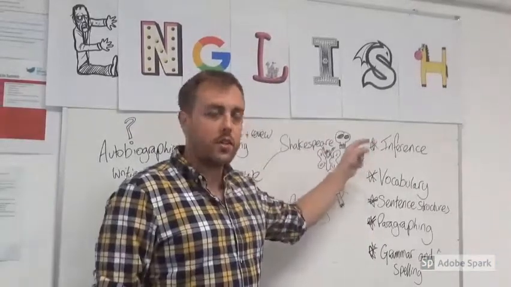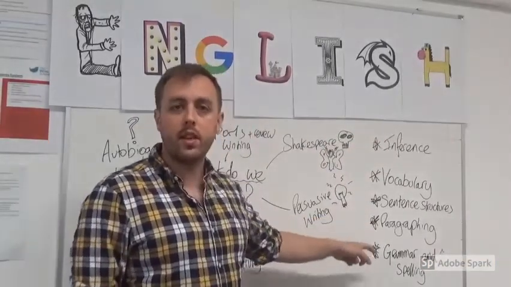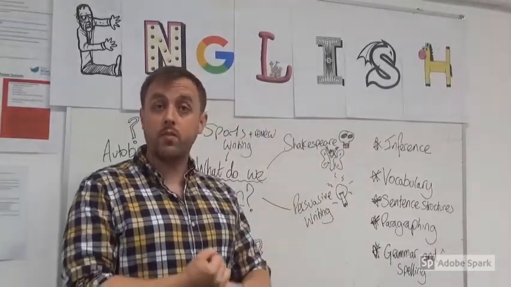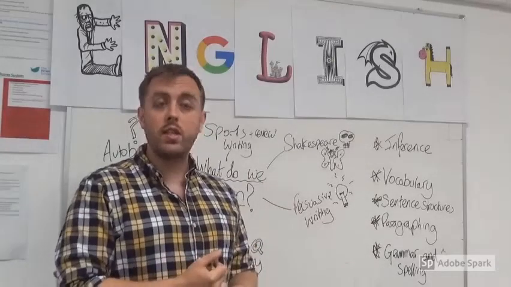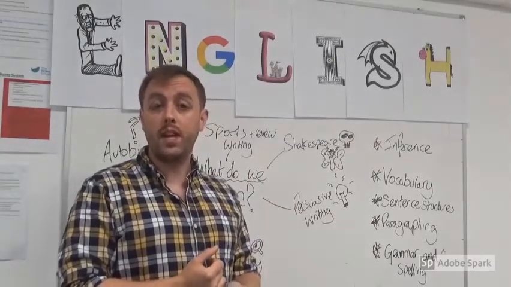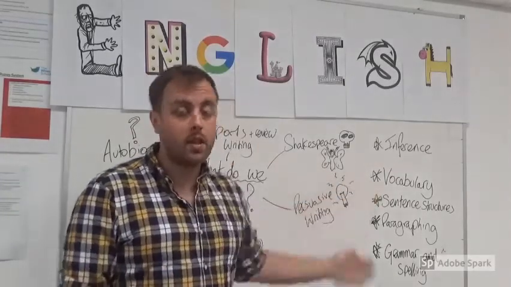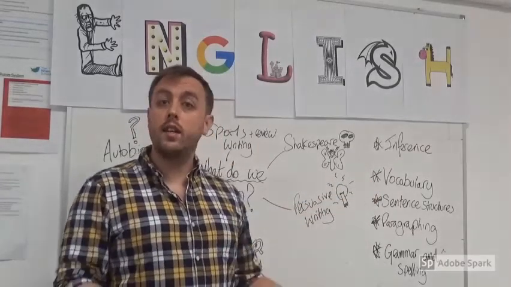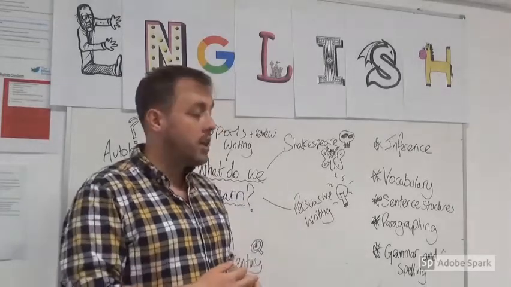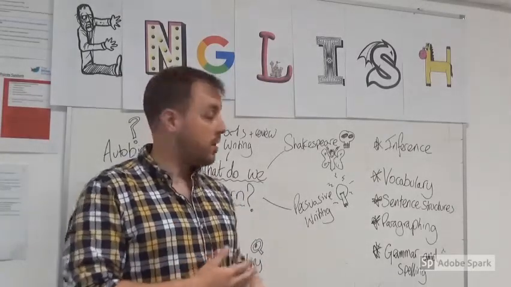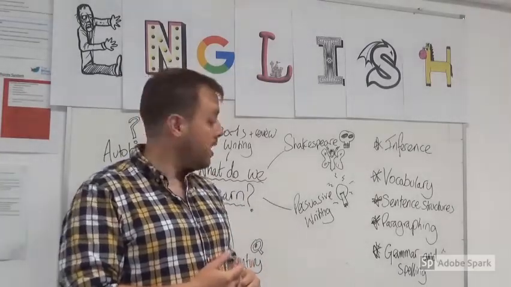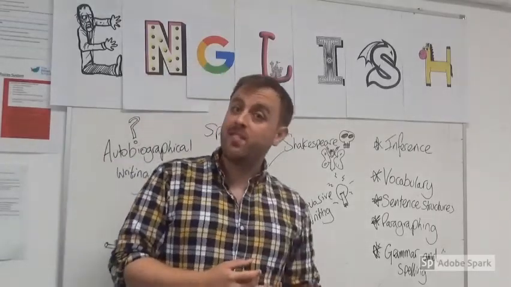We try to cover these main skills throughout Year 7, starting with a bit of inference and reading in between the lines when we read different class texts and novels, plays and poems in class. We focus on vocabulary all the way through Year 7 and in lots of your other lessons as well, trying to make sure that you learn new words, sentence structures, paragraphing, grammar and spelling as you normally would do.